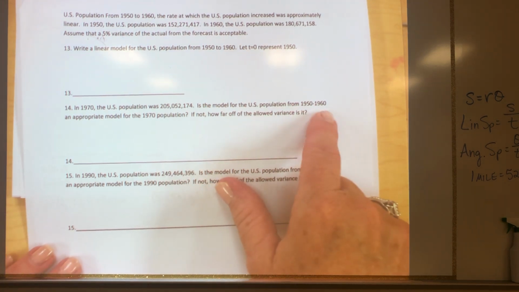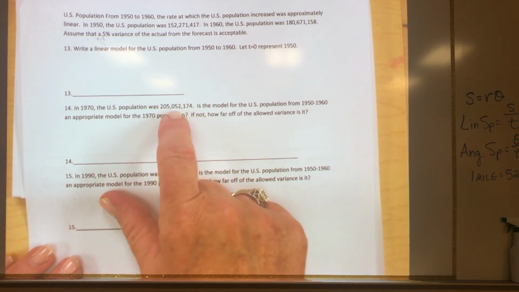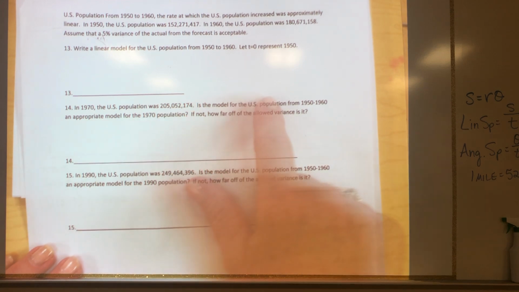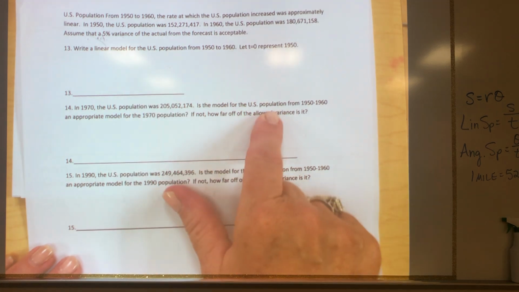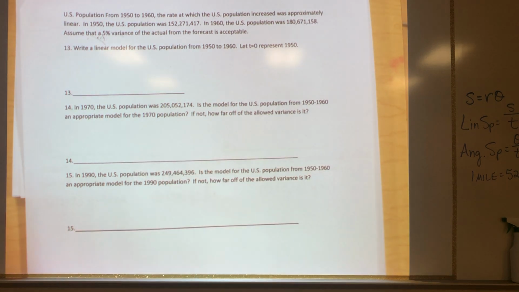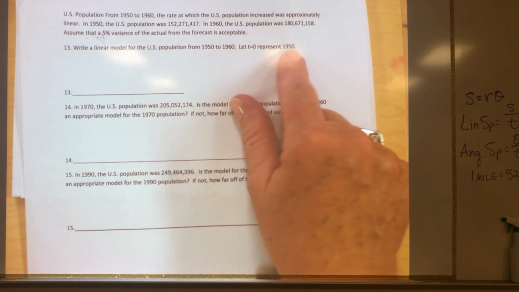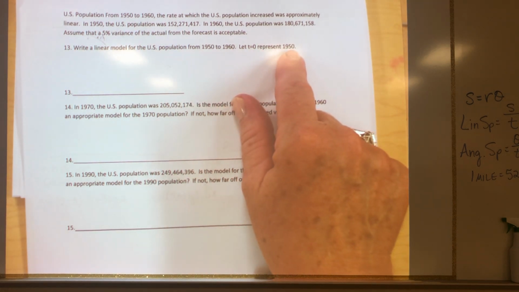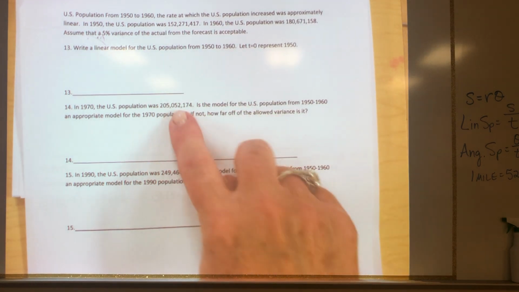Is the model from 50 to 60 inappropriate for the 1970s? That means that it can't be outside that 5% variance. Do you agree? So I'm going to use this to predict what the population is. 1970, what's X going to be? 20. You see what we're doing? Okay, so you're going to plug a 20 in. Why are you plugging a 20 in? Because 0 represents 1950, 10 represents 1960, 1970 is my 20.